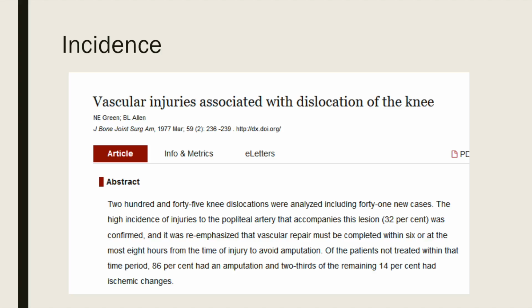So the seminal article from 1977 in the JBJS showed a 32% incidence of popliteal artery injuries, and they had a high amputation rate, especially if it wasn't treated within the 6 to 8 hour period. And 86% that weren't treated in that period had an amputation. And of the remaining 14%, 2/3 had chronic ischemic changes. So the 6 to 8 hours is a critical time.